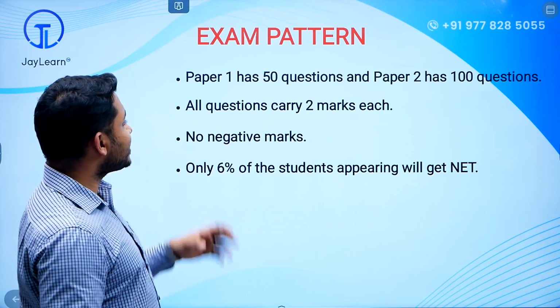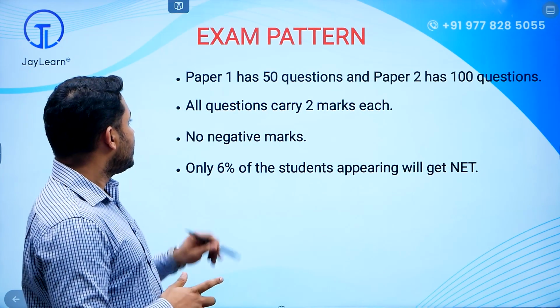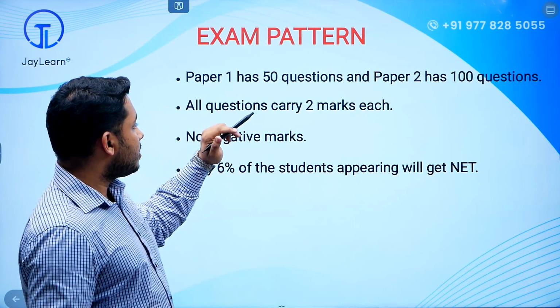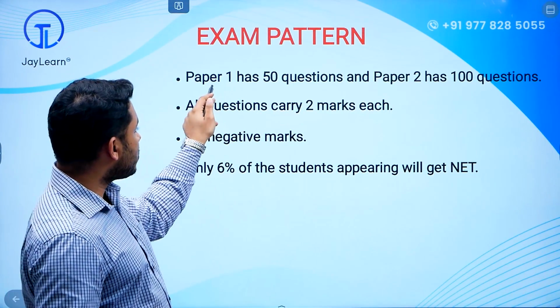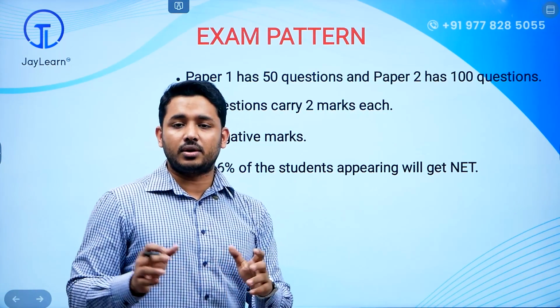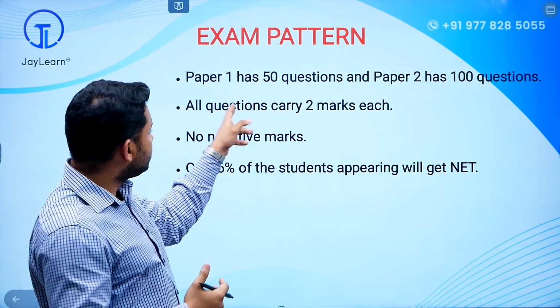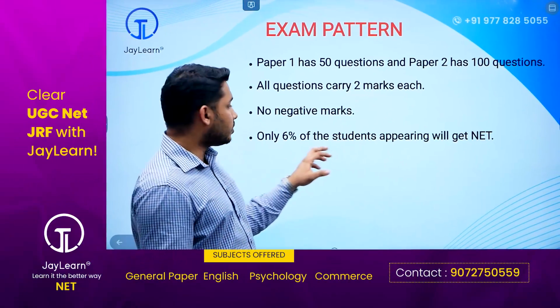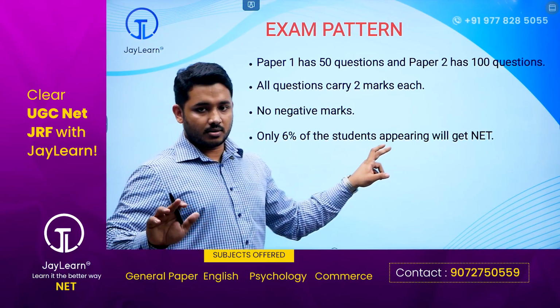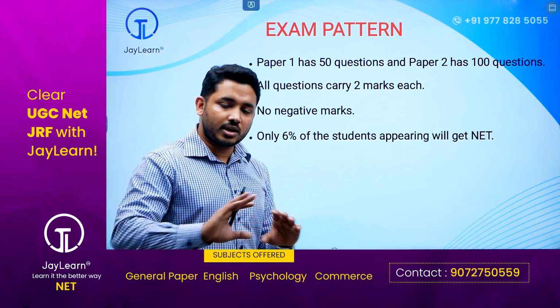All right. So what is the exam pattern of this particular exam? The paper 1 and paper 2, as I said, paper 1 has 50 questions, paper 2 has 100 questions. So altogether it has 150 questions, 150 into 2, 300 marks. That's what the total marks is. There is no negative mark. So we are very fortunate to have an exam that has no negative marks.